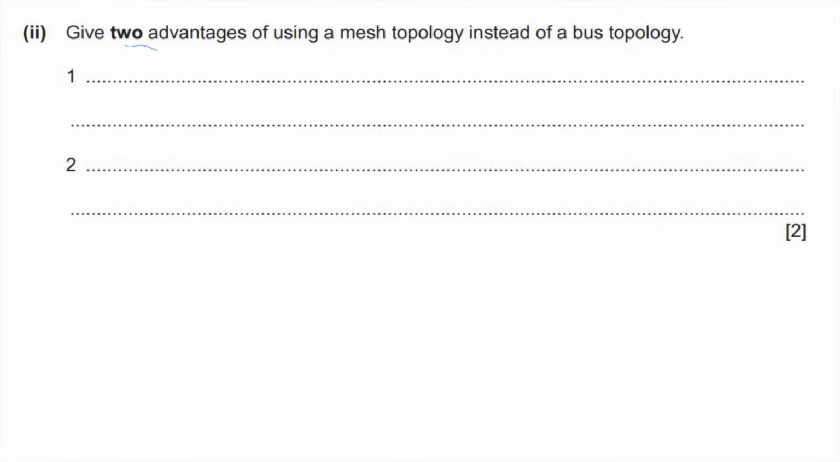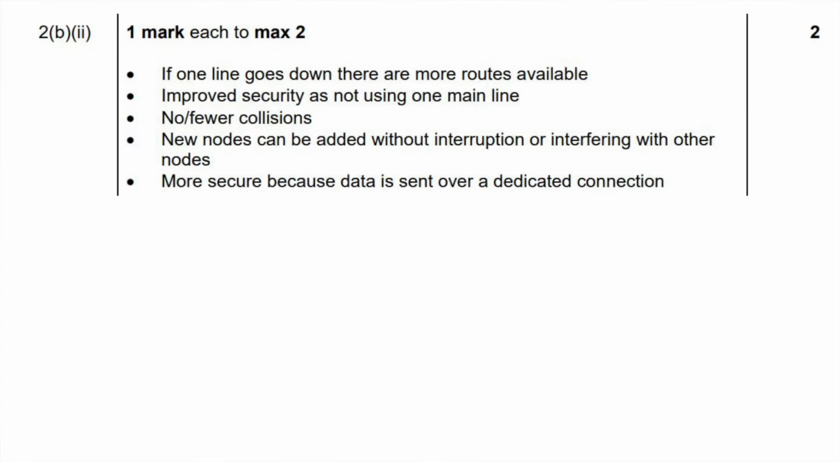Now, identify 2 advantages of using a mesh topology over a bus topology. Again, this is an A-level question. So our answer here is that if one line goes down, there's no more routes available, and this is true in a bus topology. Versus in a mesh topology, we have multiple ways to communicate with any of our devices. So if one communications link goes down, we still got plenty of others.